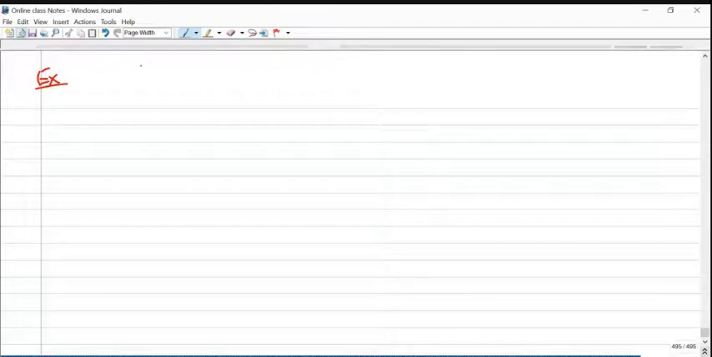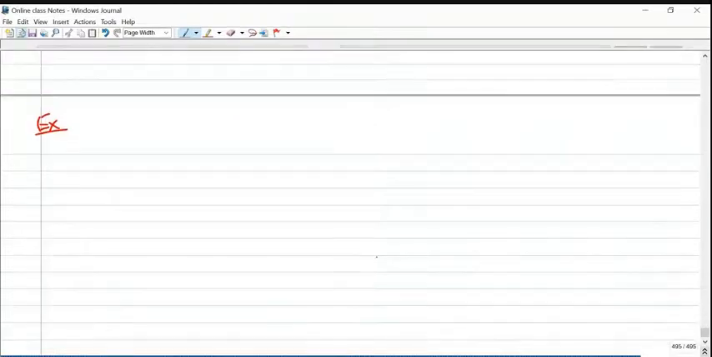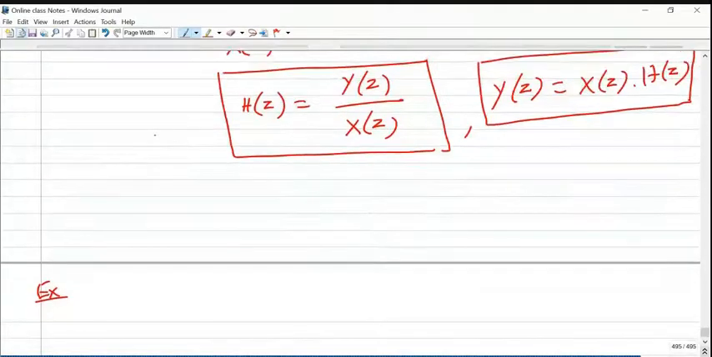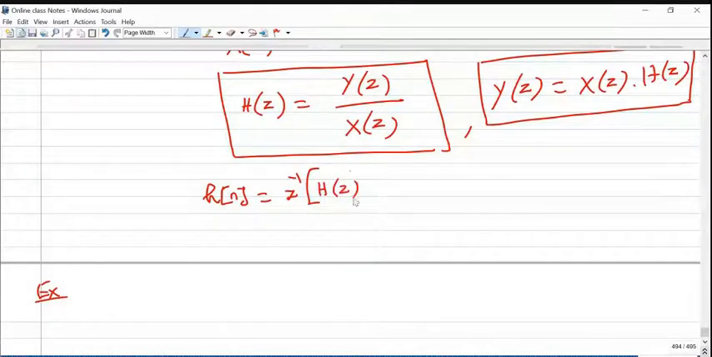So I hope you can solve it. The transfer function H(z), impulse response. Impulse response meaning h(n). How to obtain h(n)? If you find the inverse transform of H(z), you will get h(n).